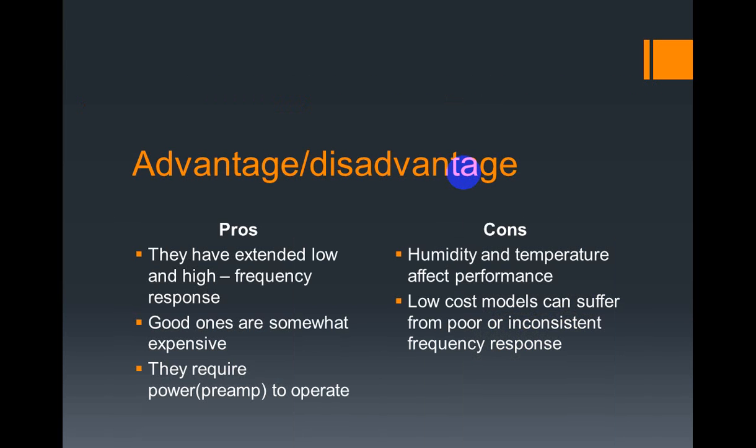There are some advantages and disadvantages of the condenser microphones. The advantages are that they have extended low and high frequency response. The good ones are somewhat expensive. They require power, either from the preamp or the phantom power, to operate. The disadvantages are that they are sensitive to humidity and temperature, which affect performance. The low-cost models can suffer from poor or inconsistent frequency response.